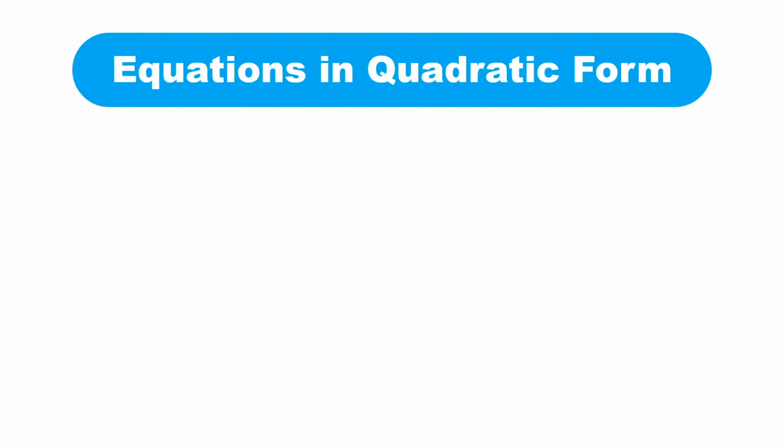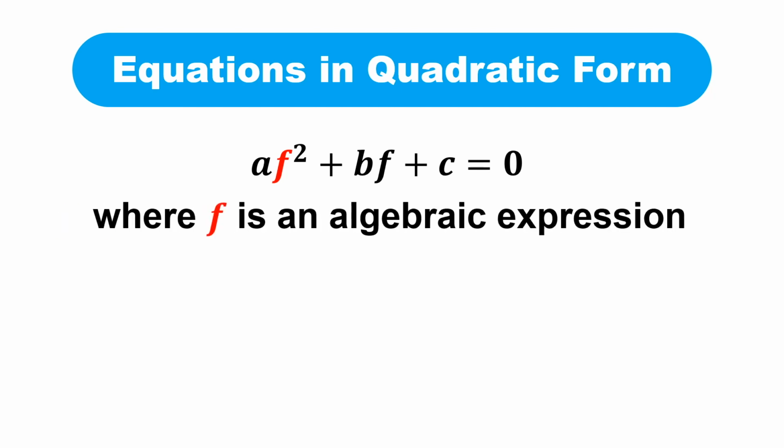There are equations that may appear complicated, but when transformed into a more familiar equation form like the quadratic form, their solution can be easily done. To solve this equation with ease, try to express them in the form AF squared plus BF plus C is equal to 0, where F is an algebraic expression. Here are some examples of equations that are not quadratic but can be expressed in quadratic form.